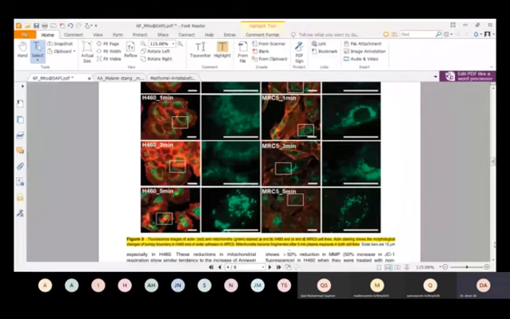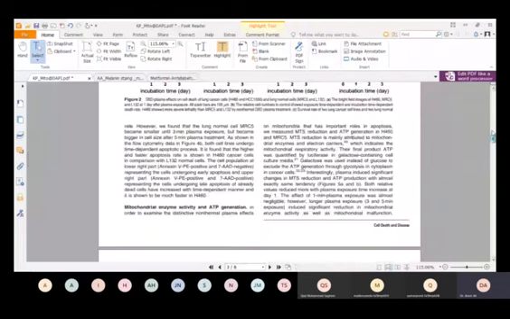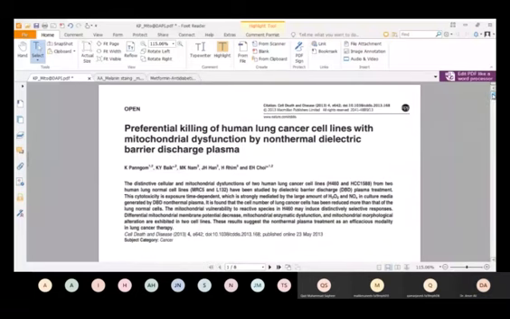So first of all, here I would like to show you this paper. This paper is published by Kim and Penguin in the journal Cell Death and Disease in 2013. The title of this research work was: Preferential killing of human lung cancer cell lines with mitochondrial dysfunction by non-thermal dielectric barrier discharge plasma.